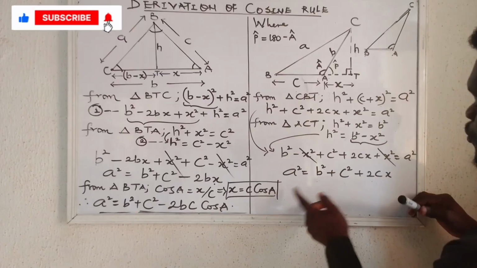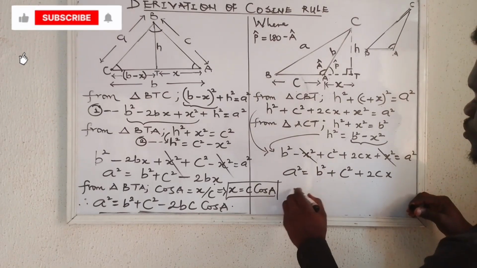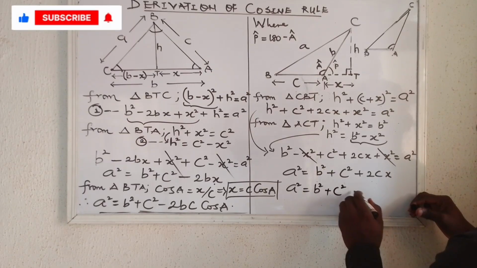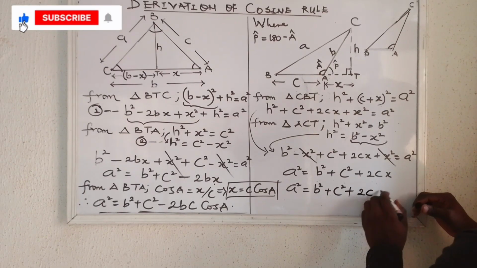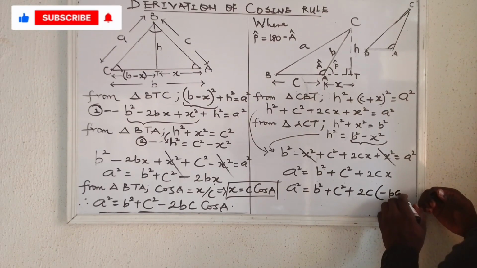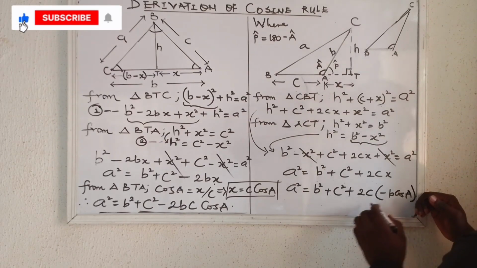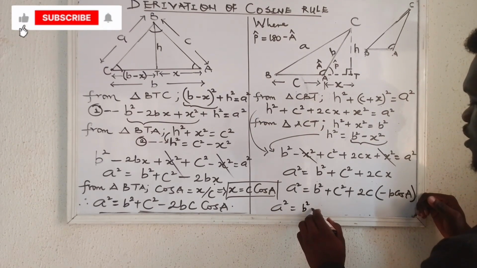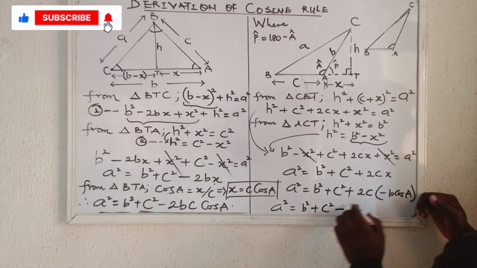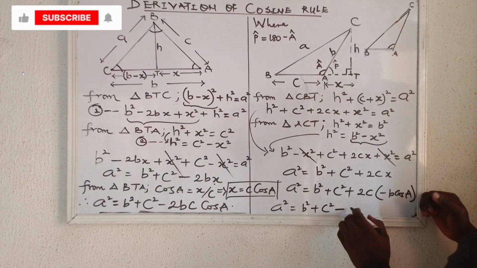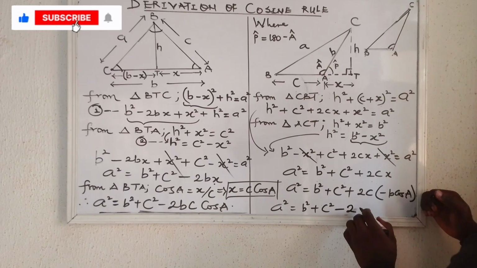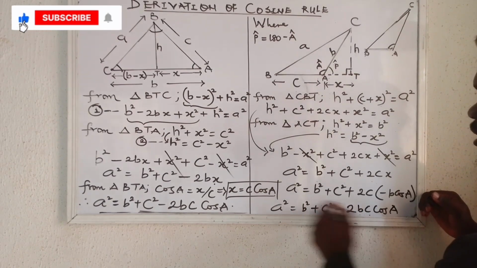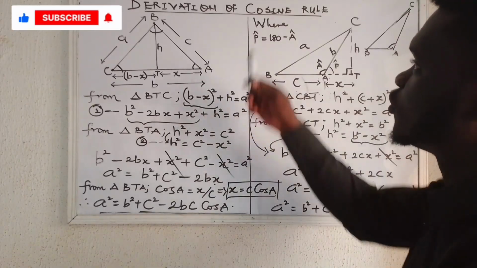So from here, what do we do now? You can see this was x. Therefore, don't forget a squared equals b squared plus c squared plus 2c times x, which is minus b cos A. When this multiplies out, we come out with a squared equals b squared plus c squared minus 2bc cos A. This is just the proof of the cosine rule.